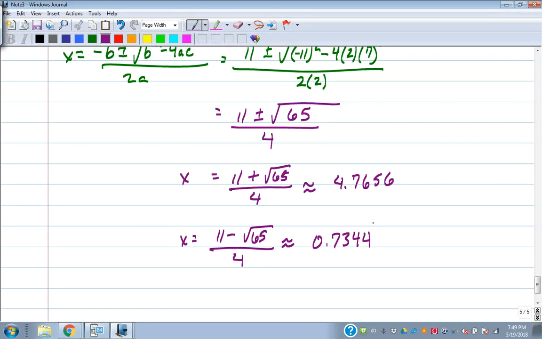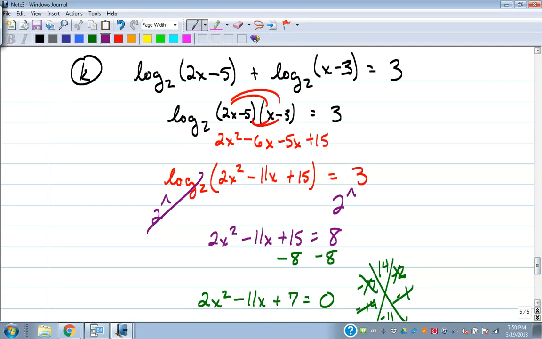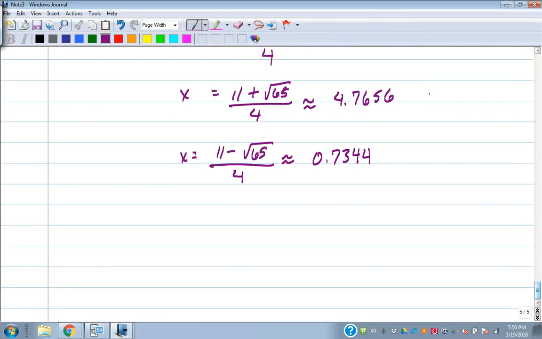All right. Now, both are positive answers. The question is, do both of them work in the original problem? In the original problem, we've got 2x minus 5. So if we just take rough estimates of these numbers and plug them in here, 2 times 4 is 8. 8 minus 5 is 3. So that's a positive number. 4 minus 3 is a positive number, right? So the 4.7 whatever, it works. We're for sure keeping it. So I'm putting a check mark by that.